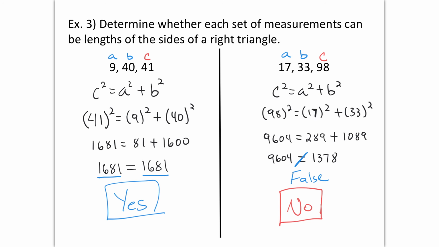So you guys learned about the Pythagorean Theorem. You guys now can identify if the measurements of a triangle will make a right triangle, and you can also find the missing length in a right triangle using the Pythagorean Theorem.